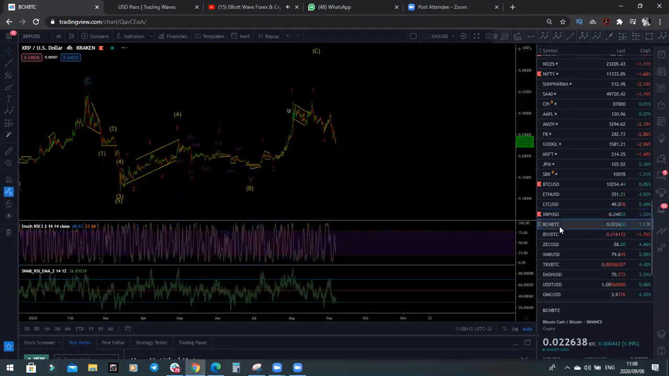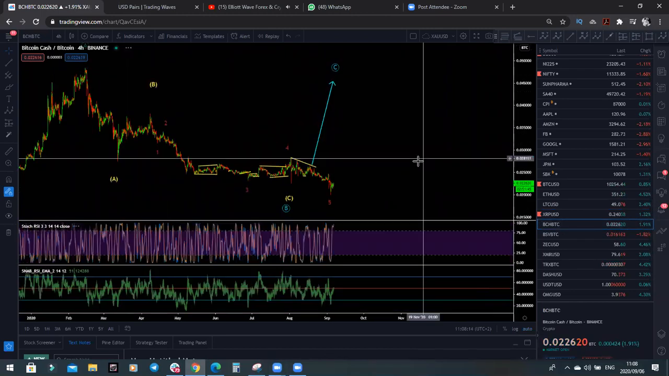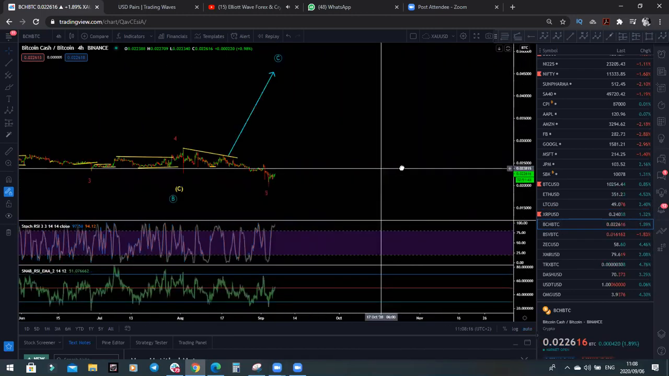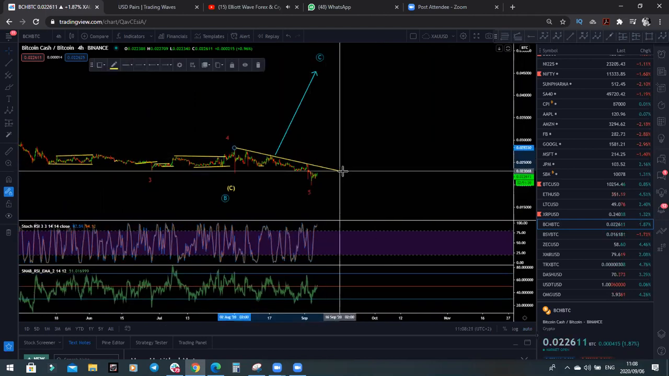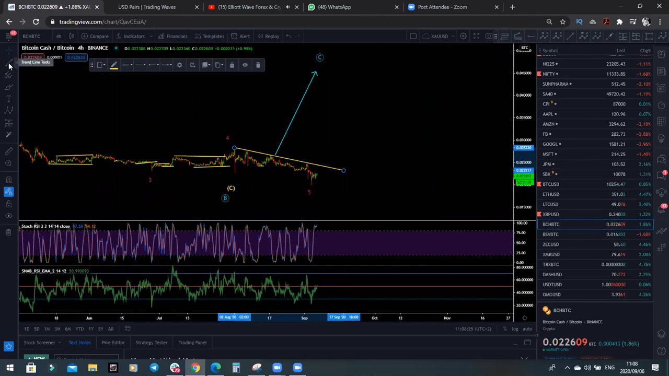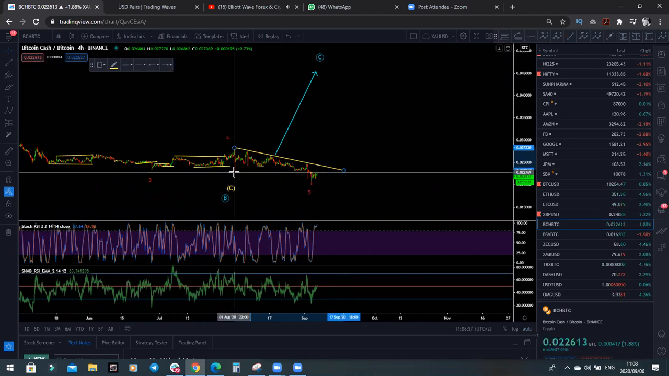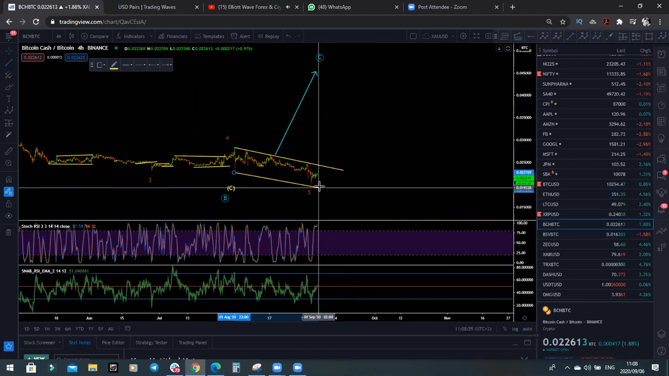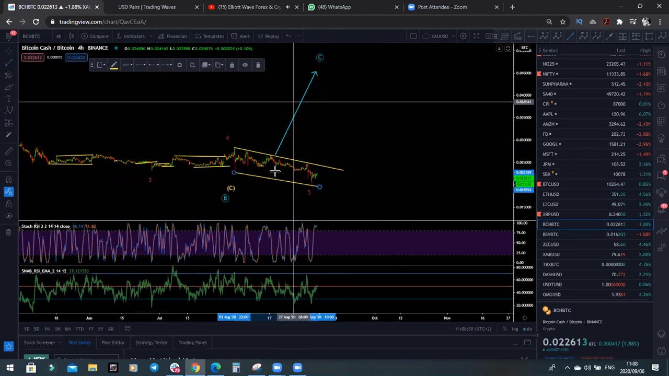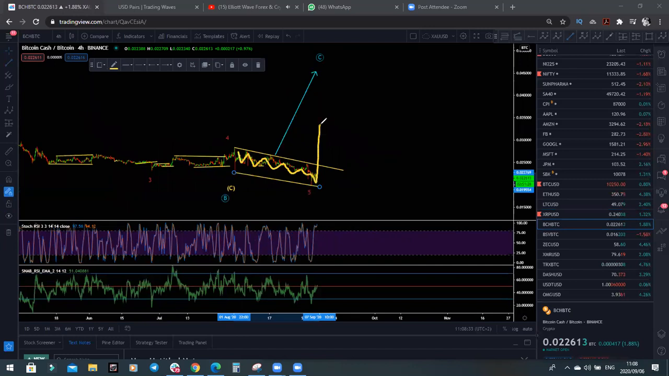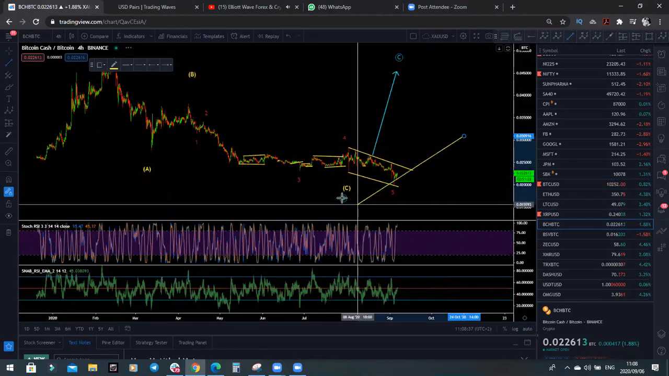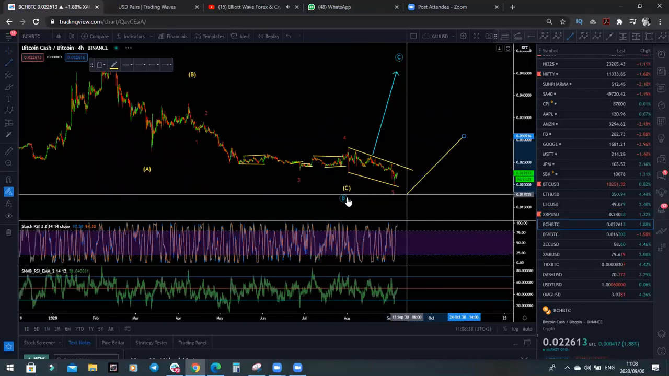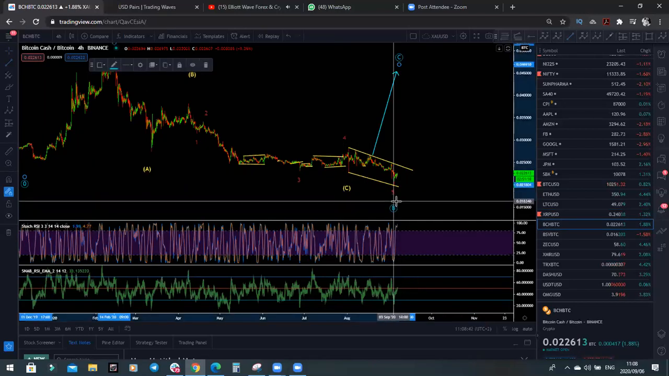Bitcoin Cash. So with Bitcoin Cash, we may be seeing short-term upside here because of the weakness in Bitcoin. This is Bitcoin Cash versus Bitcoin, right? We may be getting a push to the upside. So look out for a move to the upside here. As you can see, Bitcoin Cash has completed its 5th wave to the downside. So we'll be looking for a corrective structure to the upside.